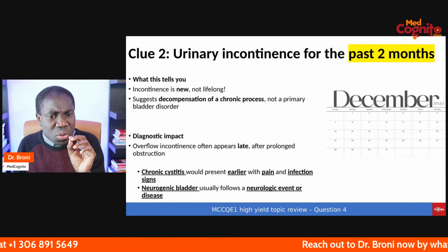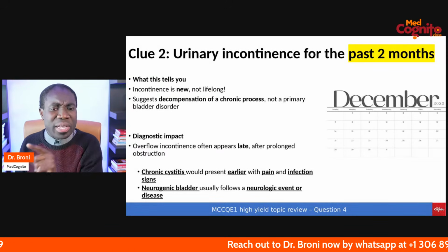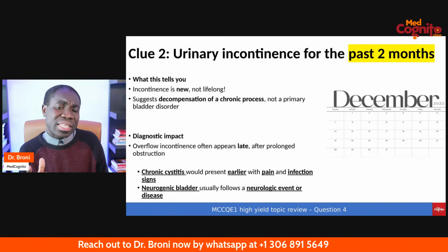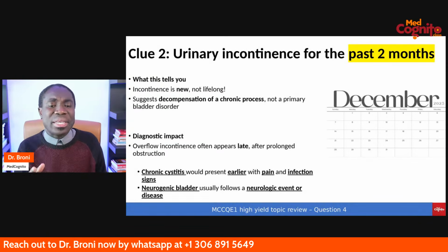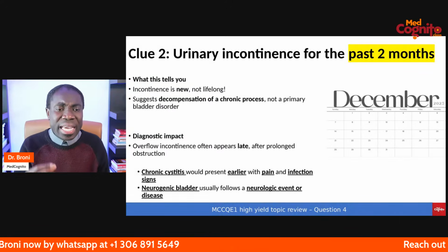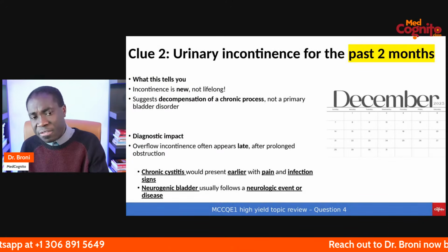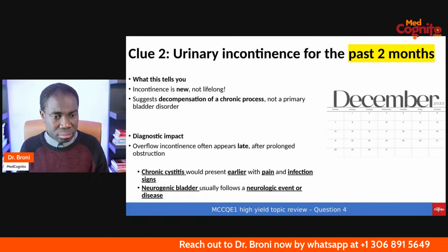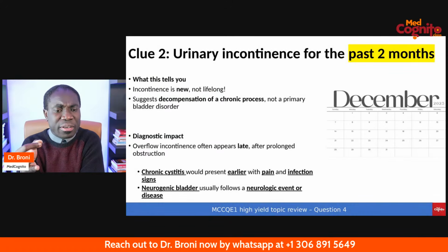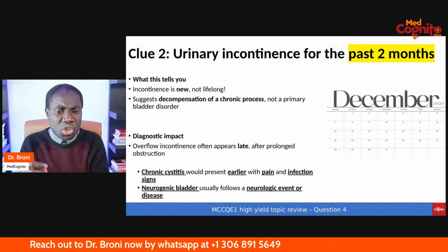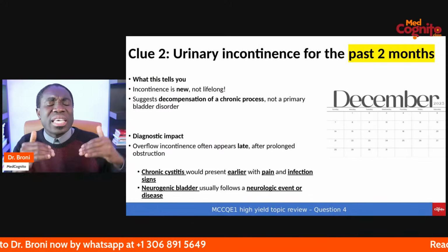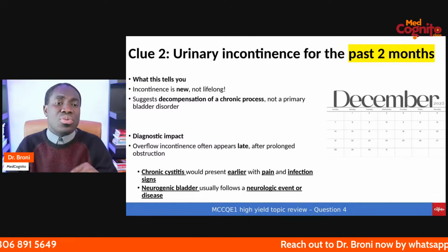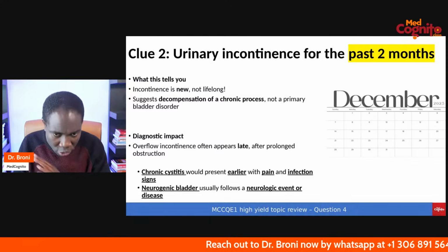Now, but what about chronic cystitis? In chronic cystitis, you realize that the patient would have presented earlier, with pain and signs of infection like fever. And if the infection is not dealt with, the patient will complain of flank pain. Okay, what about neurologic bladder? Neurologic bladder usually would follow a neurologic event or a neurologic disease, and the question stem will tell you. But this time, you were not told anything.